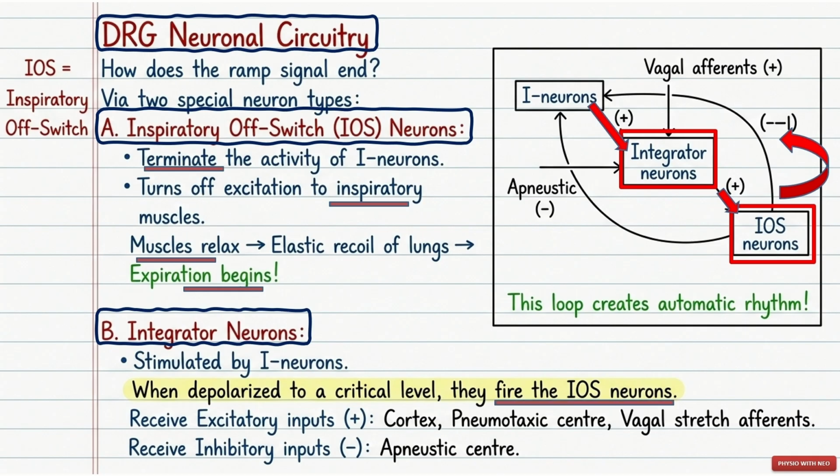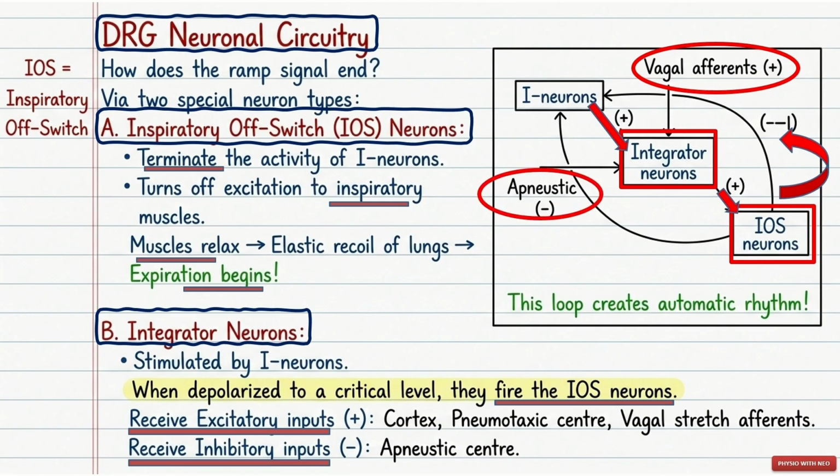Thus, integrator neurons receive the excitatory inputs from cortex, pneumotaxic center and from the vagal afferents, whereas they also receive inhibitory inputs from mainly the apneustic center. This is how the dorsal respiratory group of neurons work. Remember, DRG neurons play active role in quiet involuntary breathing.